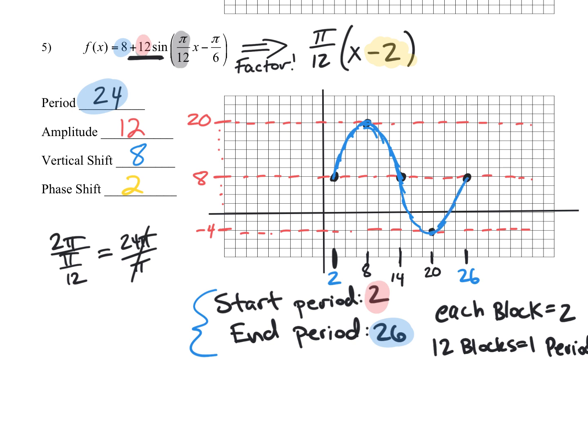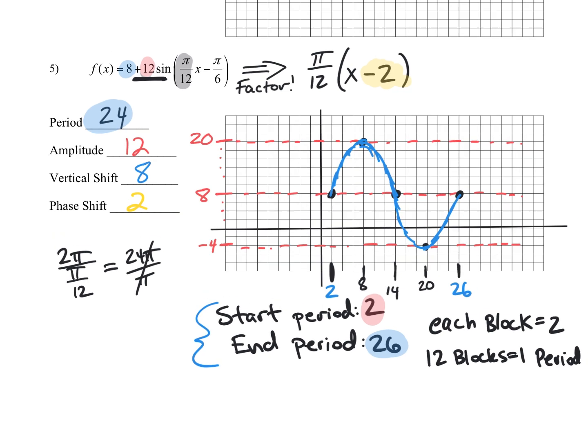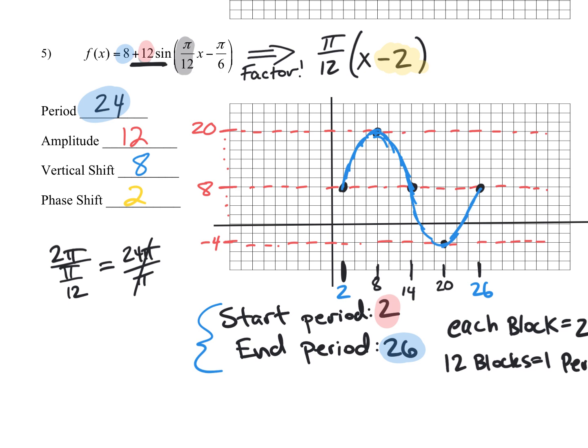I've only graphed 1 period here, but we certainly could extend this to the right or the left. So that is a sine graph. Stay tuned. You'll see some secant and cosecant graphs as well.